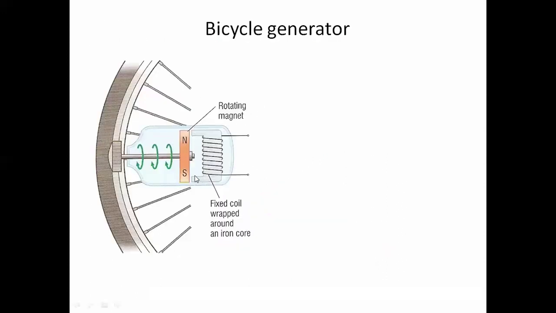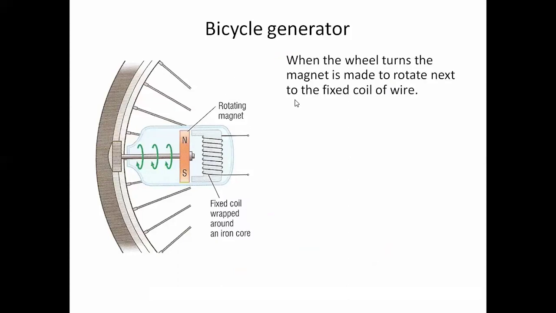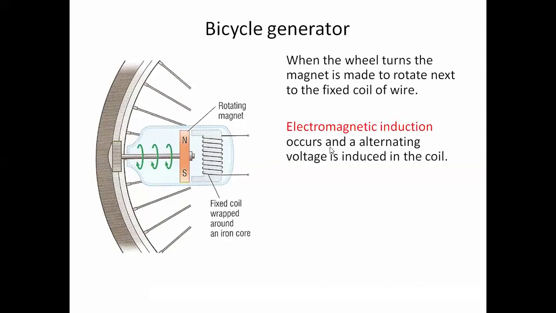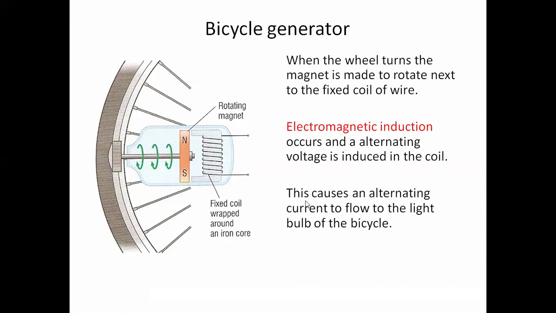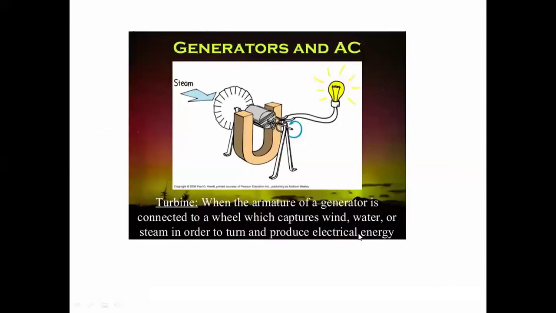So this is a bicycle generator. Due to the rotation of the wheel, as the wheel turns, the magnet also rotates and the flux through the coil is changed. So electromagnetic induction occurs and an alternating voltage is induced in the coil. This causes alternating current to flow through the coil and the light bulb operates.